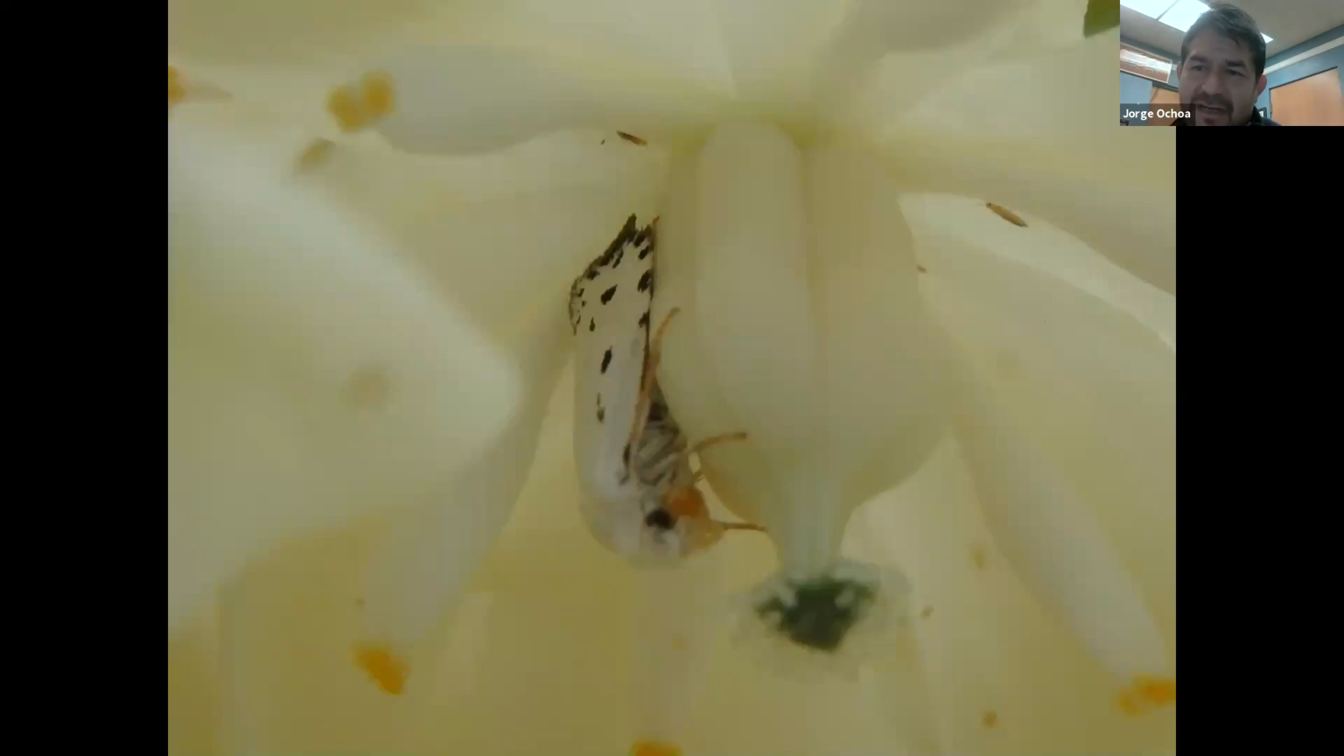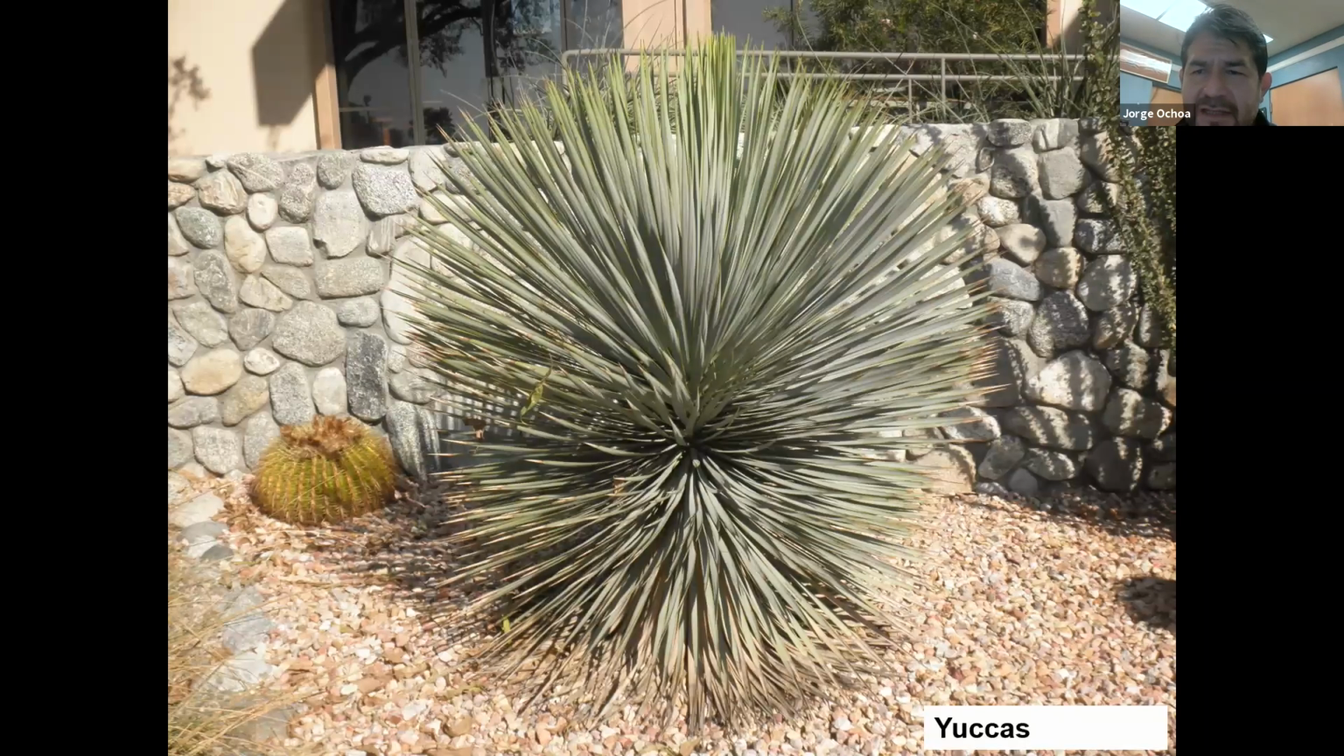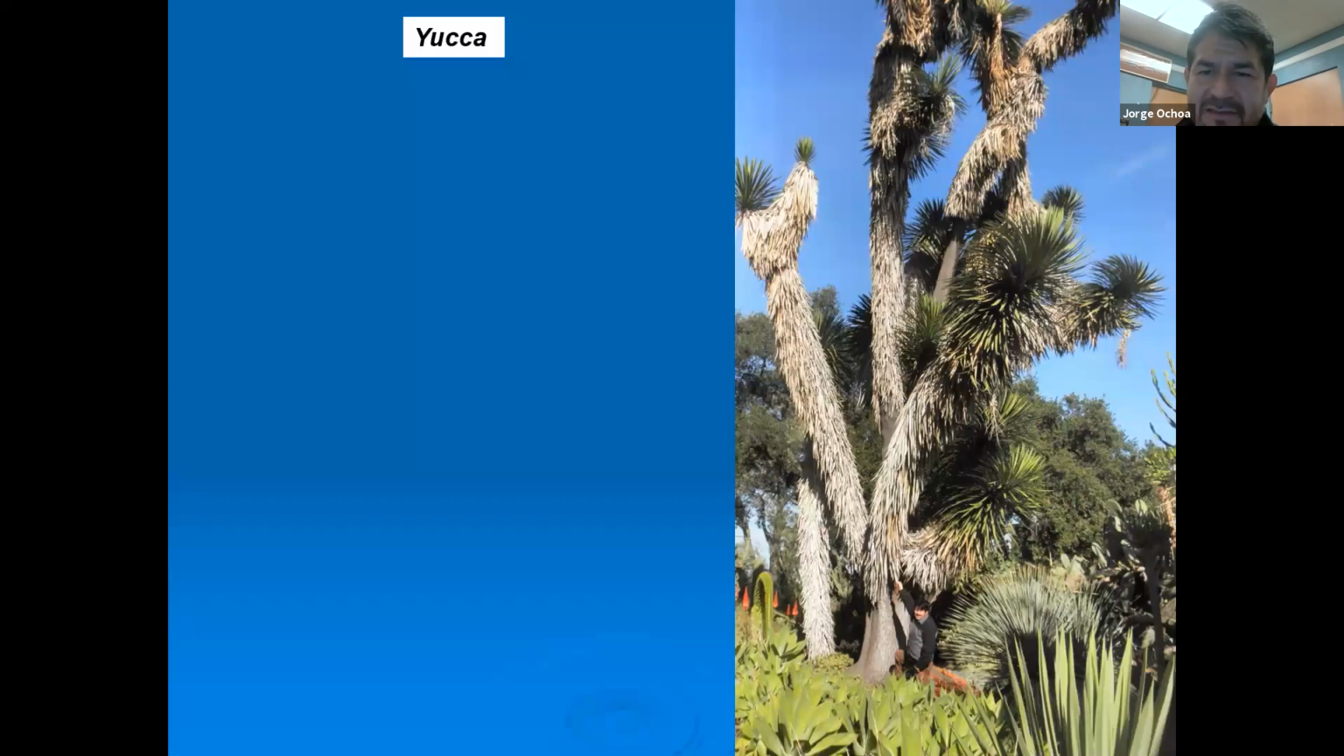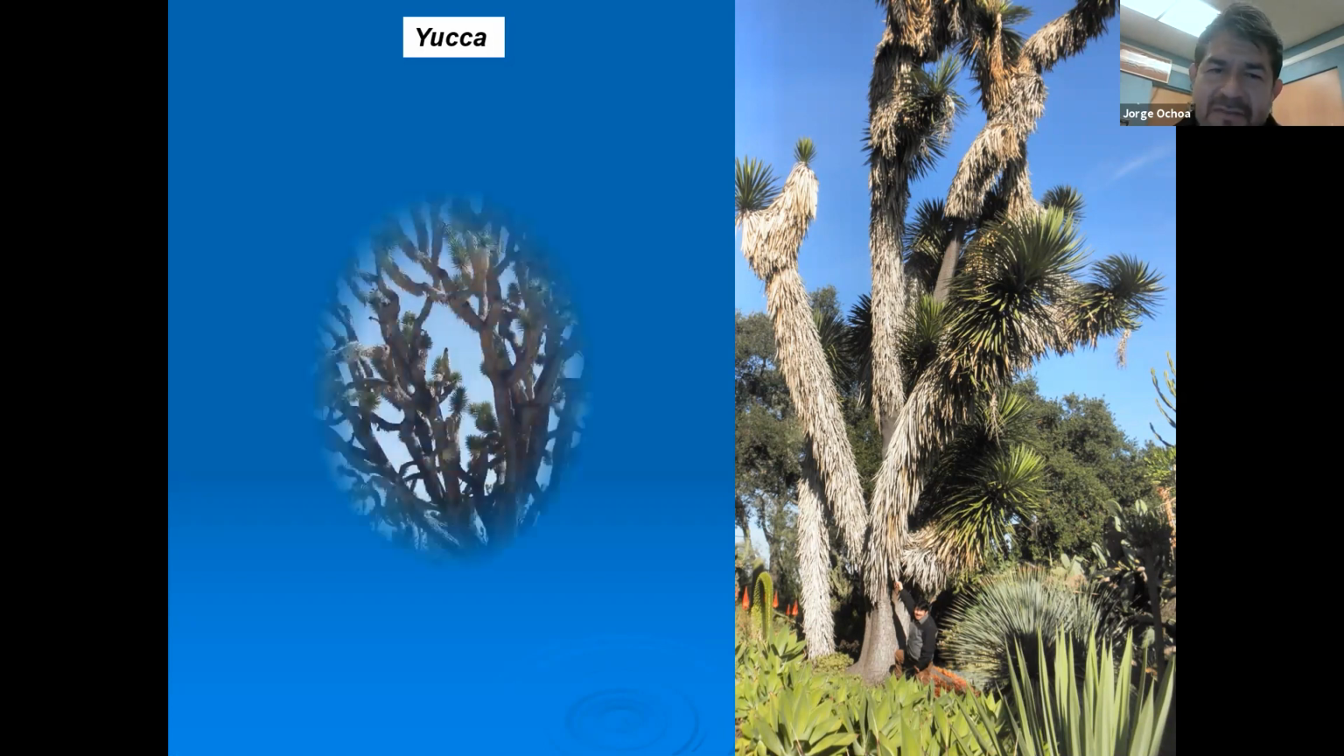So this is the yucca moth with its rightful plant, which is the yucca, chaparral yucca that we have around here. And so then we have different types of yuccas that are going to be native throughout the Americas. So here is one of the largest ones that is found here at Rancho Los Alamitos.